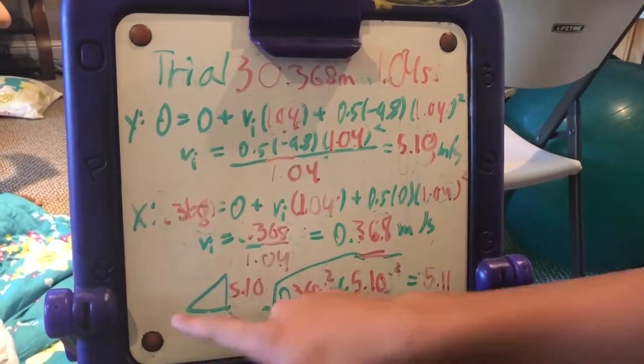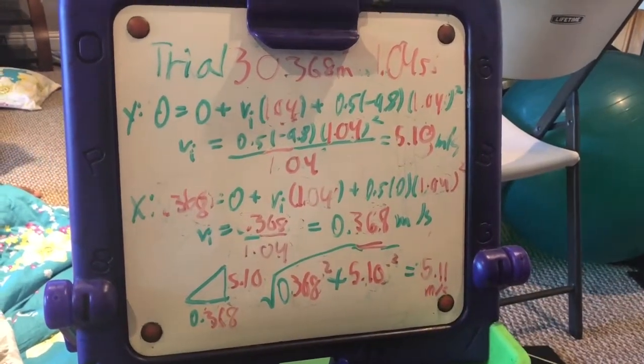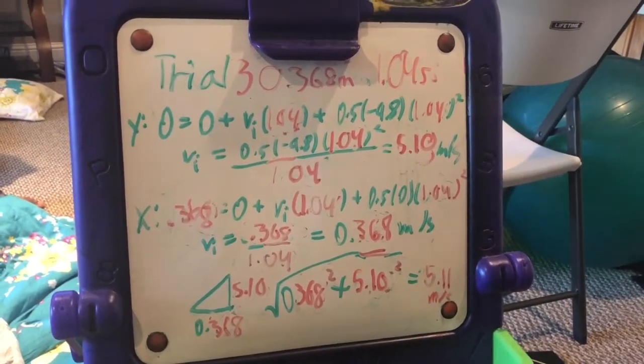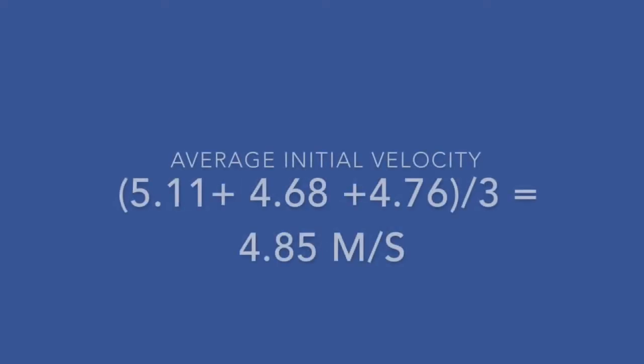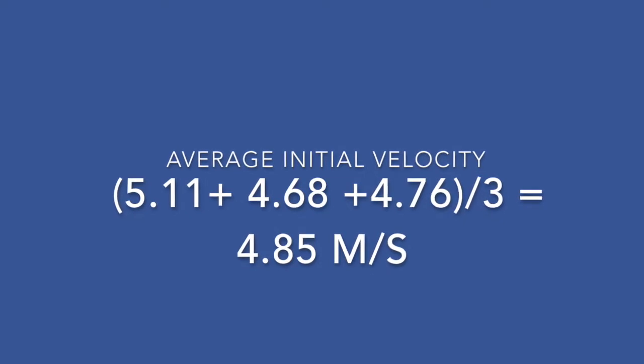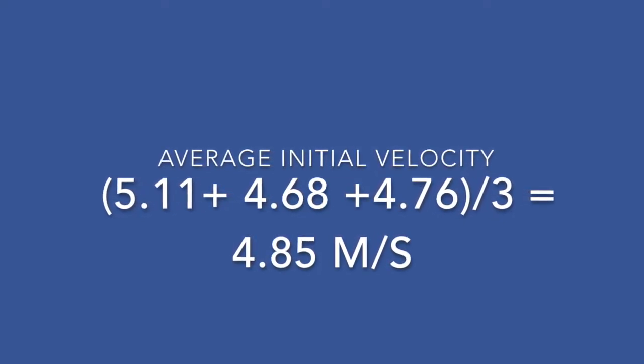Then using the Pythagorean theorem to get the initial velocity, we have 0.368 squared plus 5.10 squared, and the square root of that is 5.11 meters per second for the initial velocity. Now for the average initial velocity, we took all 3 trials' initial velocities and divided by 3 to get 4.85 meters per second.